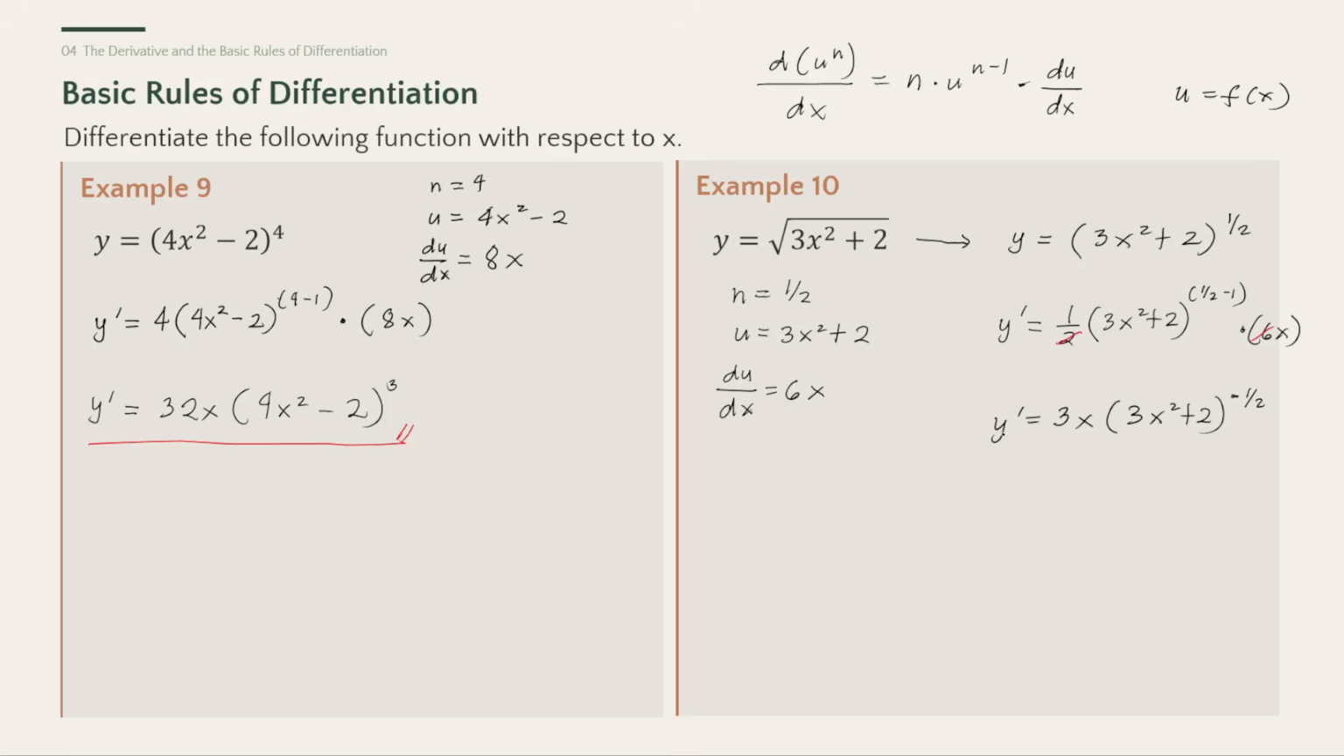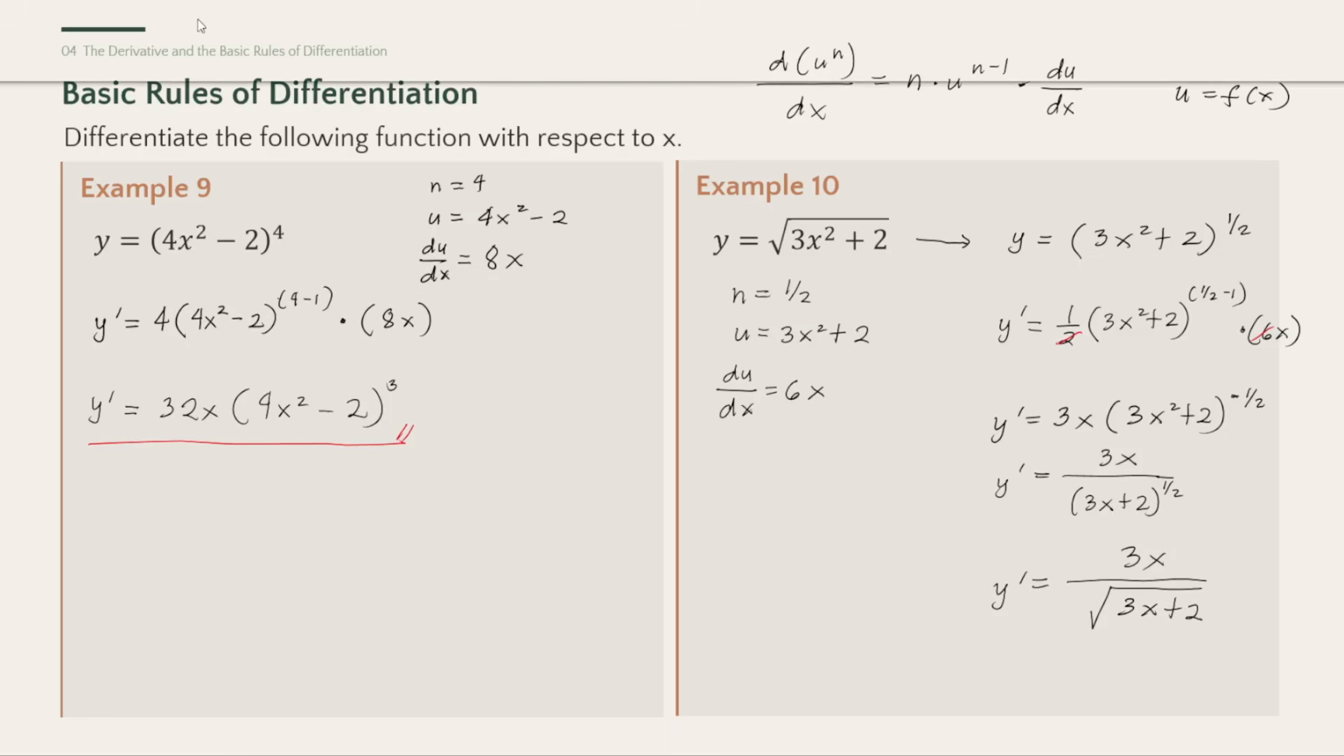Okay, and again, we have a negative exponent. We can bring that down to the denominator. We just need to reverse the exponent, so negative 1 half becomes positive. And lastly, we have a fractional exponent. Just rewrite that as a radical, square root of 3x squared plus 2. This is the answer to example number 10.